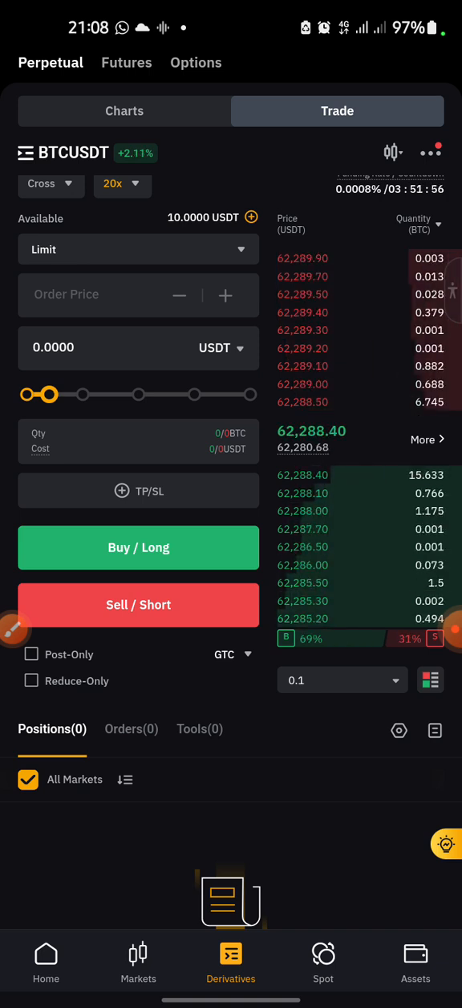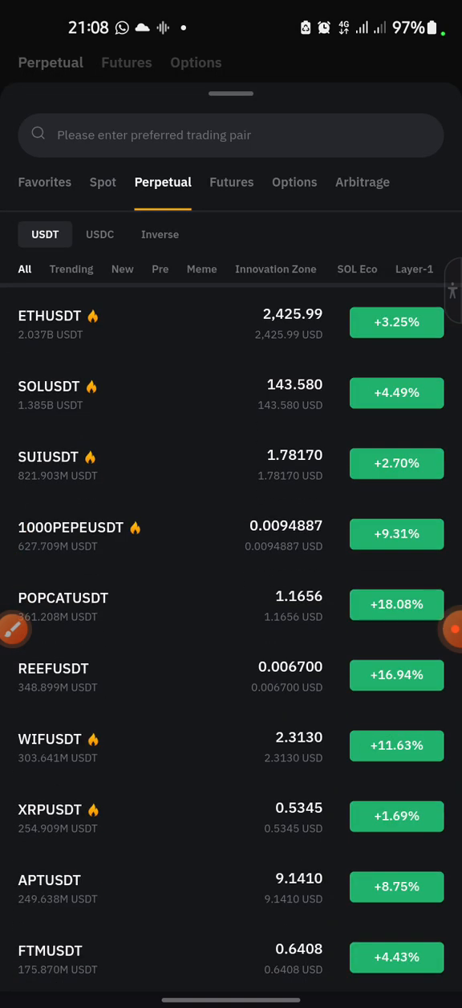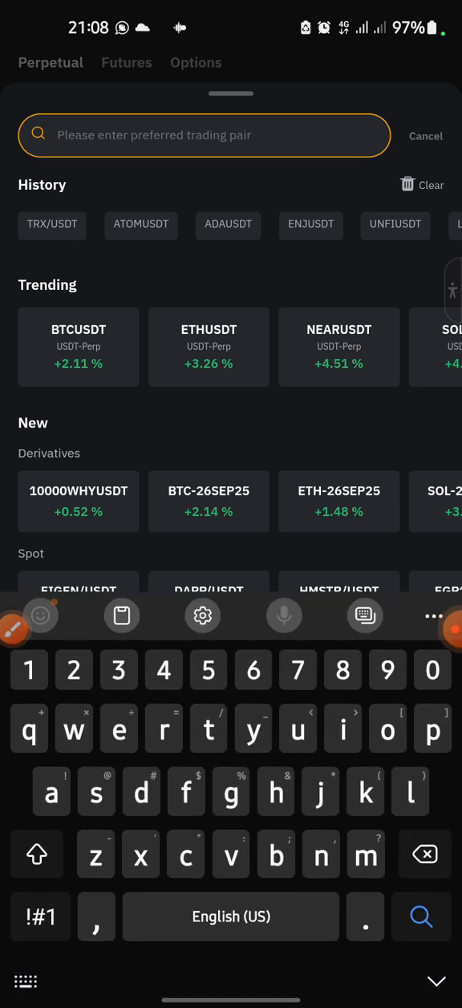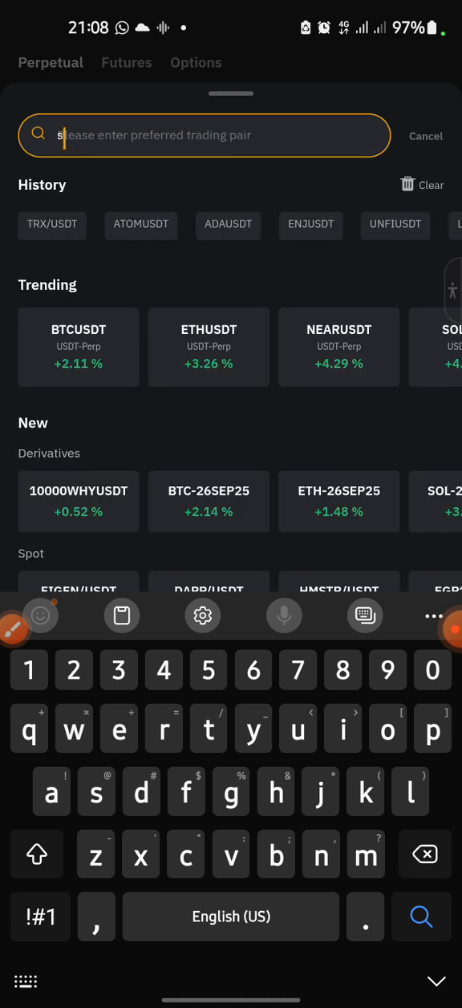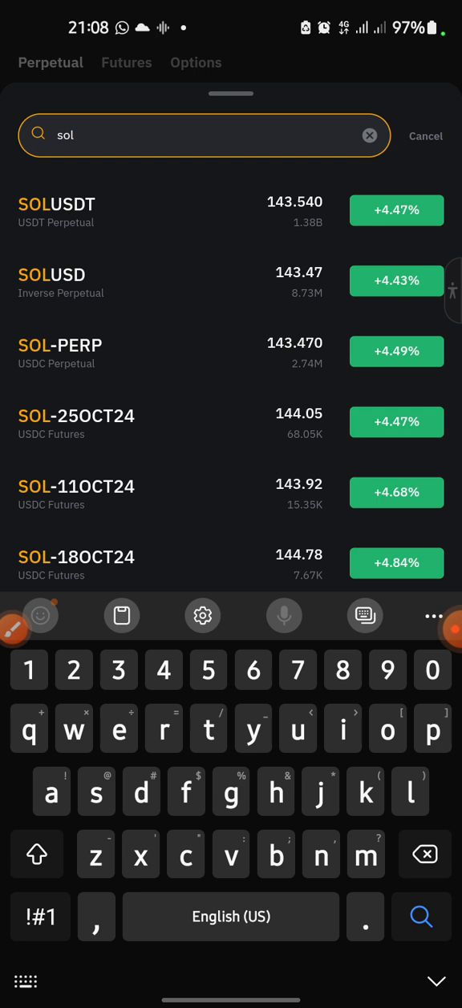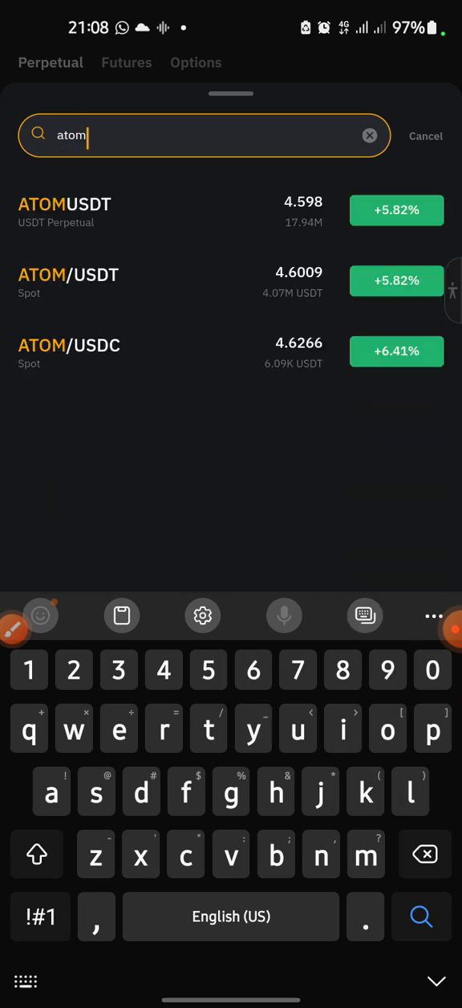Then there's another thing you always need to look out for. Let's go back to our Atom. This is a search bar. This is where you search for the signals we'll be sending, the crypto pairs. You just go in and type. If it's Solana, you type Sol, you see it, you go to USDT Perpetual, you go to Sol. But since we're initially working with Atom, you go to Atom and click on USDT Perpetual. We have spot, but USDT Perpetual is simply the futures trading we'll be dealing with.